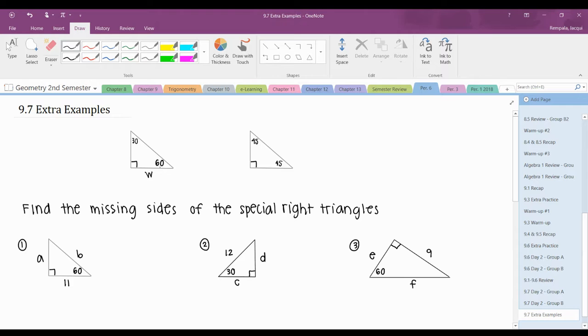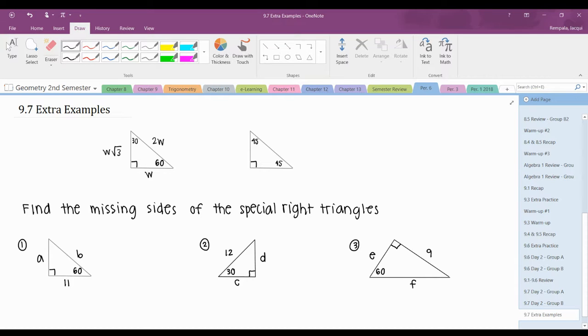So 60 is the next biggest angle. That means the side across from that is the next biggest side. That will always be W times the square root of 3. 90 is the biggest angle. The hypotenuse is always across from it, and that's always the biggest side. That's always defined as 2 times W. Okay, so that's going to be the sides for the 30, 60, 90.